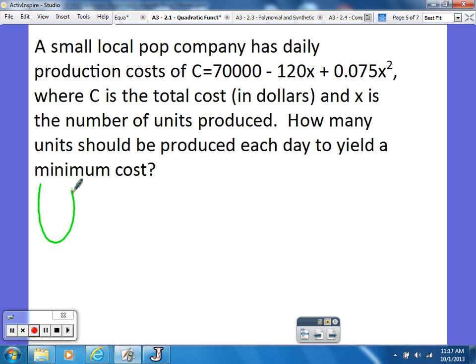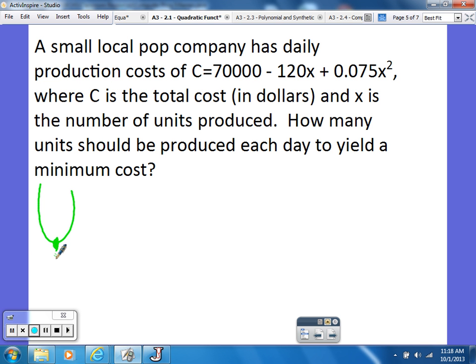Now, it wants to know how many units should be produced to minimize cost. The minimum. Where's the minimum of that happy graph? It's in the vertex. Look at that. Look how that worked out, right? Notice I didn't really talk about the problem here. But it says how many units should be produced.